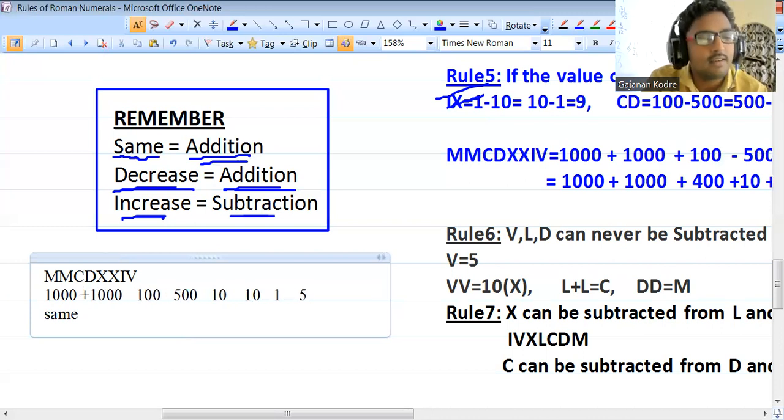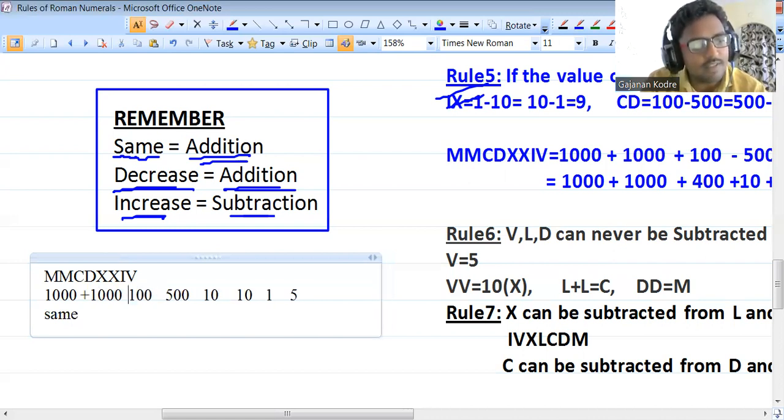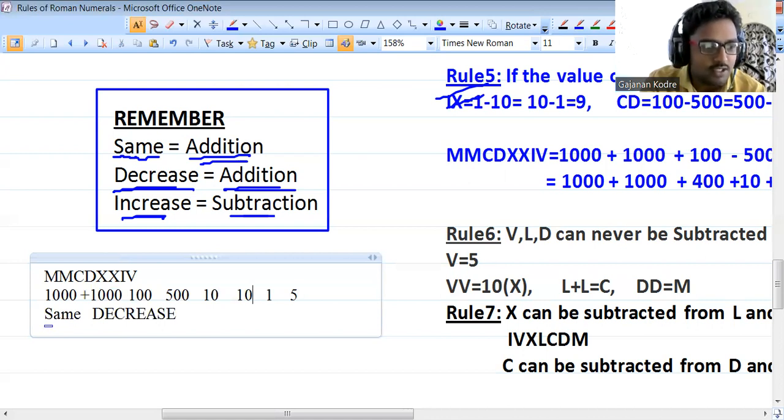So let's add. Now look at this 1000 and the next number. 1000 के कंपैरिजन में जो नेक्स्ट नंबर है वो इंक्रीज है, डिक्रीज है या सेम है? 1000 के बाद अगर 100 आता है तो नंबर छोटा हो रहा है ना, डिक्रीज है. सो इन केस ऑफ डिक्रीज व्हाट वी नीड टू डू? In case of decrease, what we need to do? We need to add. Do the addition here.